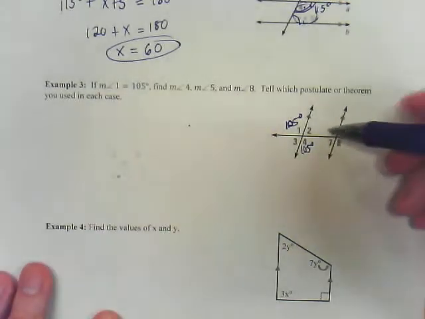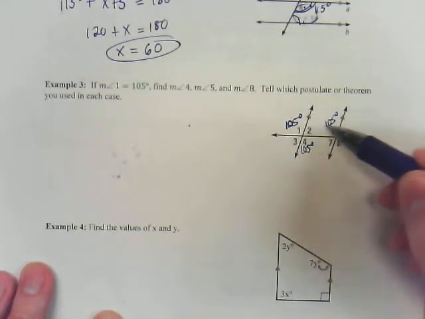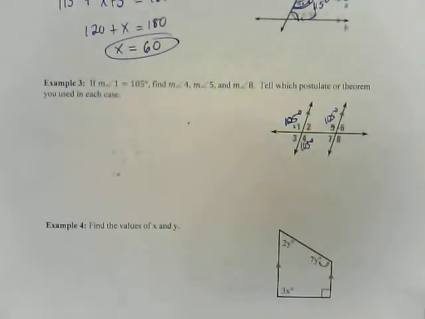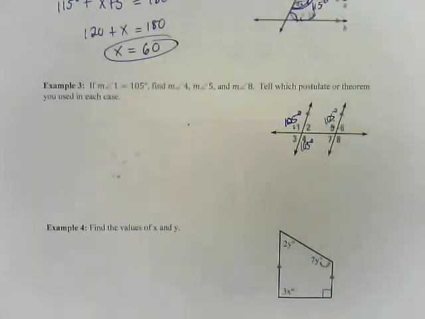For angle 5, this is where we're going to start having options. So we could say that angle 5 has to be 105 degrees because it's corresponding to angle 1. So angle 1 and angle 5 are both in the top left spot of those intersections. So that means that if those lines are parallel, they've got to be congruent to each other. And the lines are parallel. We could also say that 4 and 5 are alternate interior angles. So 4 and 5 are between the two lines, and they're on different sides of the transversal. And so we can say that they've got to be congruent because they are alternate interior angles.